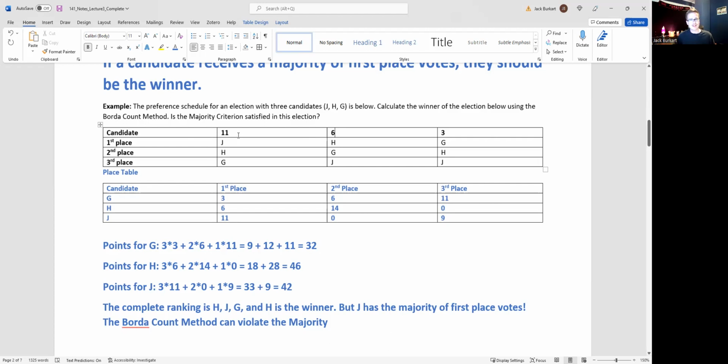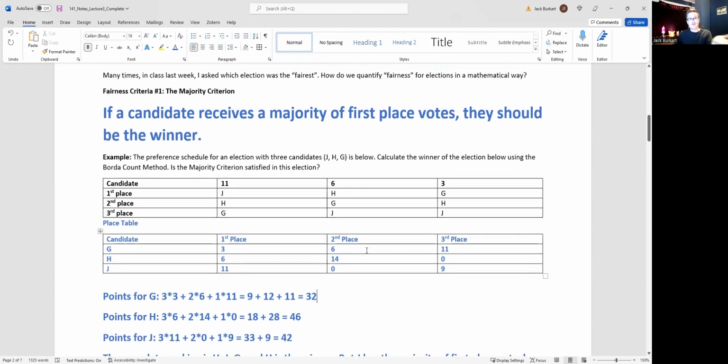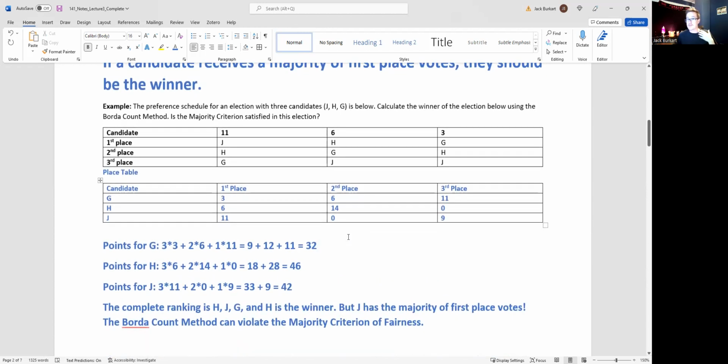And if we look right here at this column in the preference schedule, candidate J does have a majority. But under the Borda count method, they are not declared the winners of the election. Therefore, the Borda count method can violate the majority criterion of fairness. So in the sense of if we consider the majority criterion fair, the Borda count method is somewhat unfair because it doesn't satisfy the majority criterion.